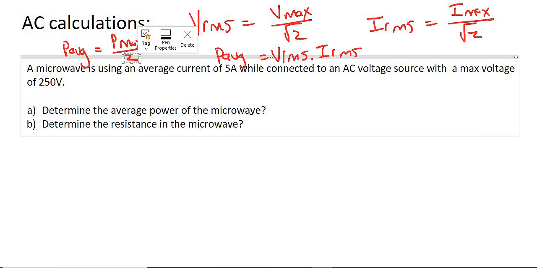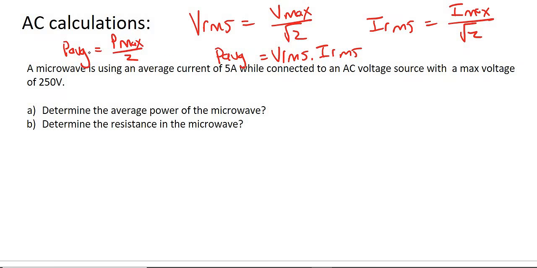Now here's our question. It says that a microwave is using an average current of 5 amps while connected to an AC voltage source with a max voltage of 250. Okay, so they've given us average current, which is actually called I RMS. We don't use average, we rather use the root mean square. And then they've given us the maximum voltage, V max. And they want us to work out the average power of the microwave.